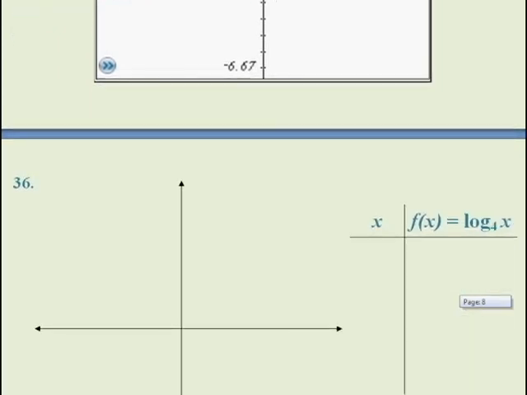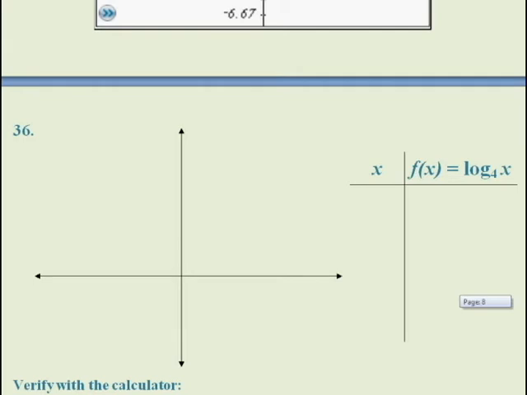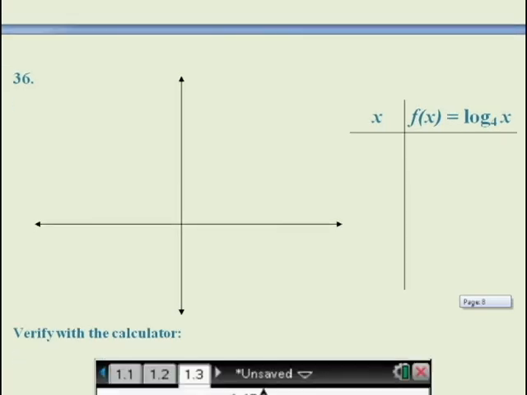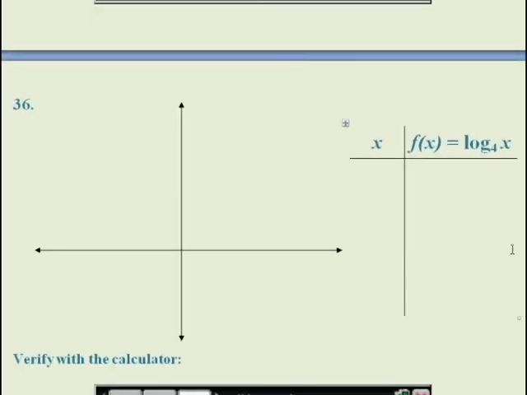Okay, now the next one, we have a logarithm, so you can see what a logarithm will look like. Choose some points. Think about this: 4 is being raised to some power to equal the x. That's really what's going to happen here. So to get this, you're going to choose some values of x that you know 4 can be raised to.